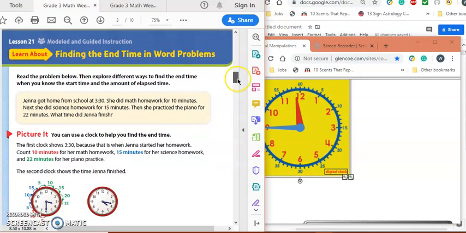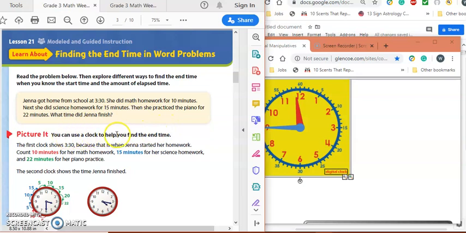Now we're going to talk about finding the end time in word problems. Let's read the problem below, then explore different ways to find the end time when we know the start time and the amount of elapsed time. It says Jenna got home from school at 3:30. She did math homework for 10 minutes. Next, she did science homework for 15 minutes. And then she practiced the piano for 22 minutes. What time did Jenna finish?